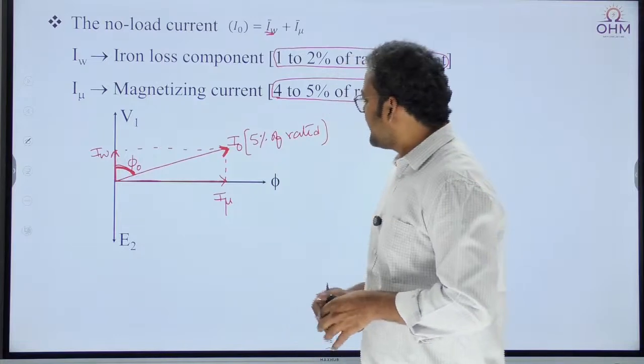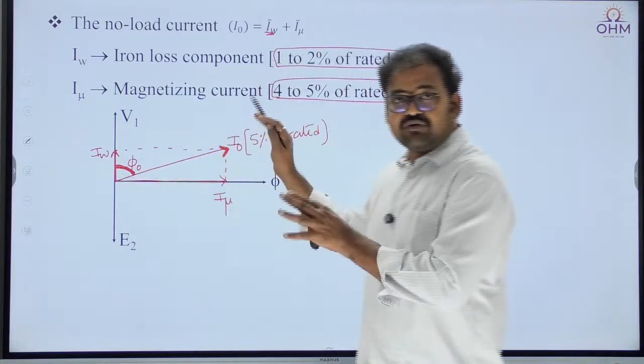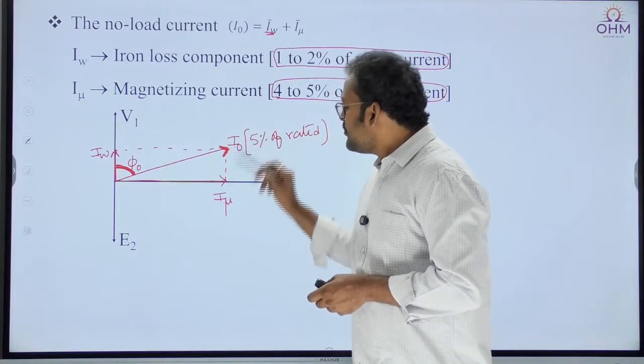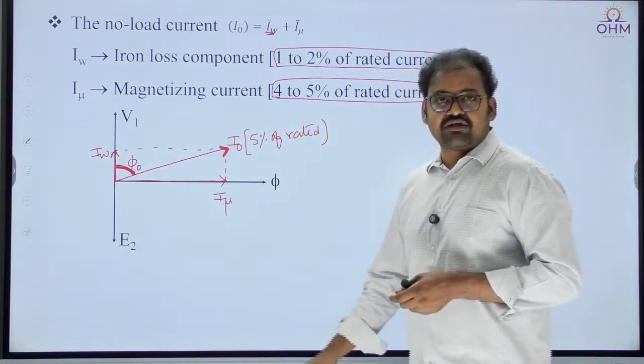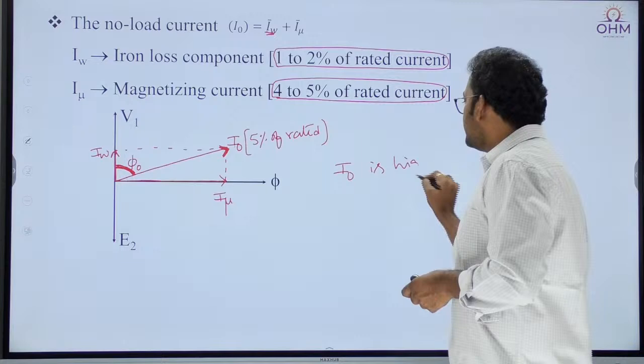Okay, fine. Now you see that this is a power factor angle, and you try to examine, as I mu was more in magnitude, that means no load current is highly active or highly reactive? Highly reactive. I naught is highly reactive.